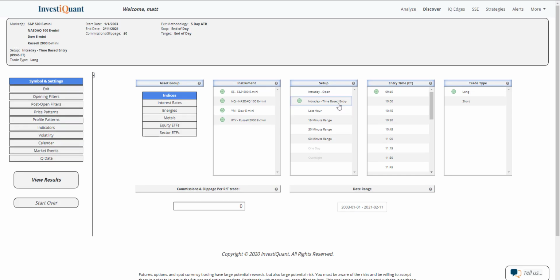We're going to use an intraday time-based entry of 3 p.m. Eastern Time. It'll exit at the close, 4:15 p.m. Eastern Time. It'll be set up as a long.